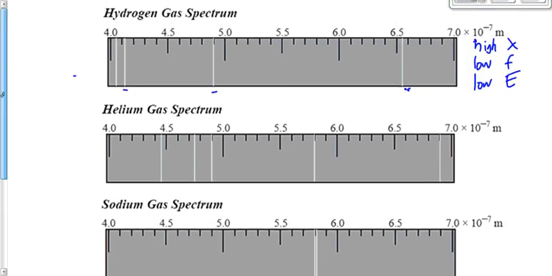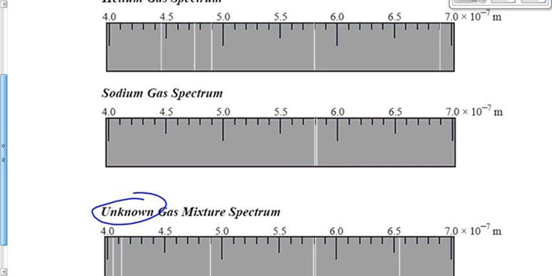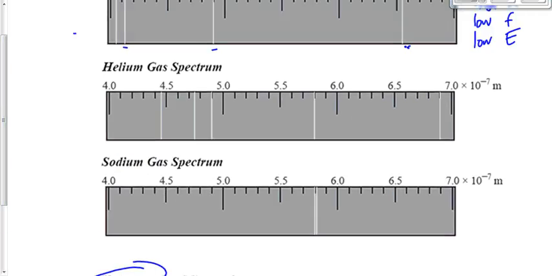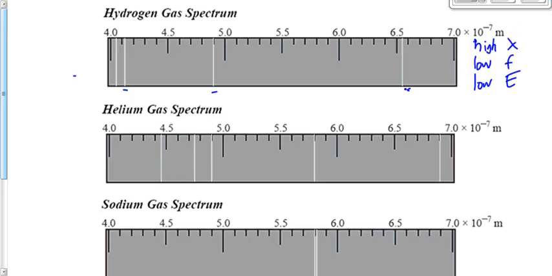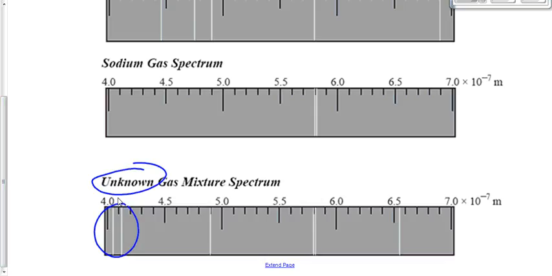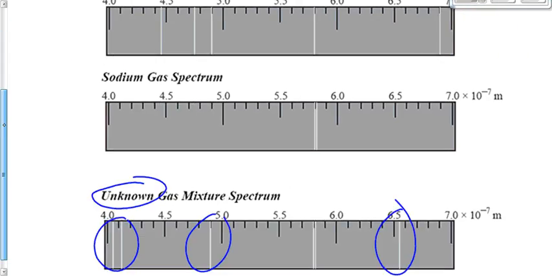Is hydrogen present in the unknown gas mixture? We know that hydrogen is in fact present, not because all of the lines in the unknown gas are present in hydrogen. They're not. But rather because all of the lines in hydrogen are present in the unknown gas. So these 2 are hydrogen. This one is hydrogen. This one is hydrogen. Hydrogen must be present in the unknown gas.